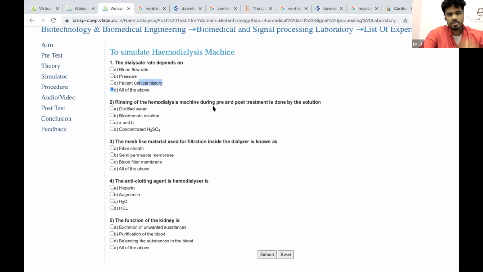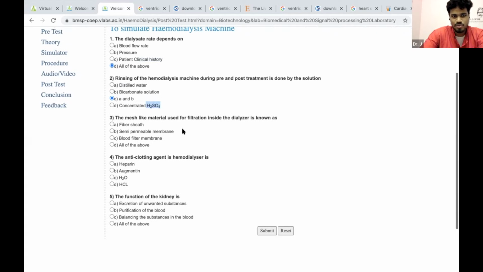Okay, rinsing of hemodialysis machine during pre and post treatment is done by the solution. Now we did dialysis. Now how do we clean it? Okay, we have a couple of answers. We use distilled water, we use bicarbonate solution. Concentrated H2SO4 is an acid. We don't want to mix that with blood at all. Distilled water is fine. Bicarbonate is somewhat basic. So that is typically what you want to do.